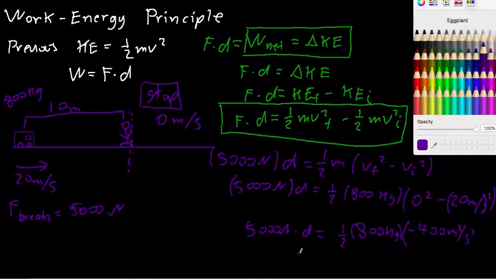So now, when we do the math, we find out that D is actually negative 32 meters. Now, you may be wondering, what does that mean? What does the negative 32 mean? It just means that you need 32 meters to stop. You need 32 meters before you end up at rest. So for example, you end up right here, right? So you need 32 meters before that. So you need 32 meters to stop.